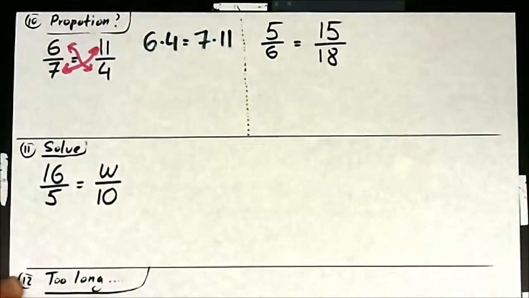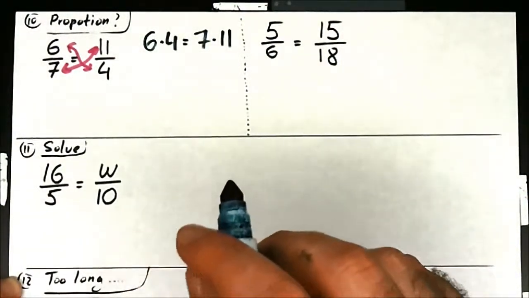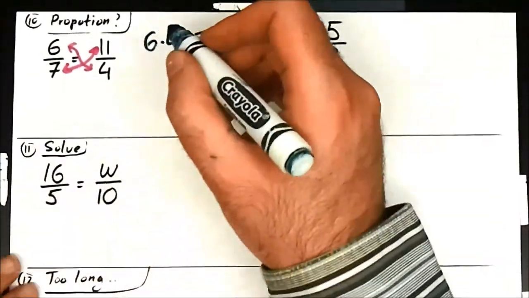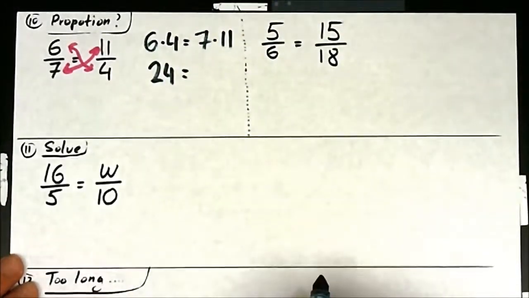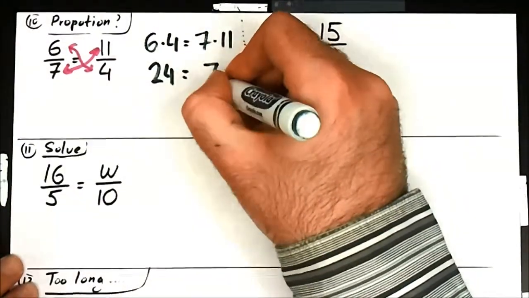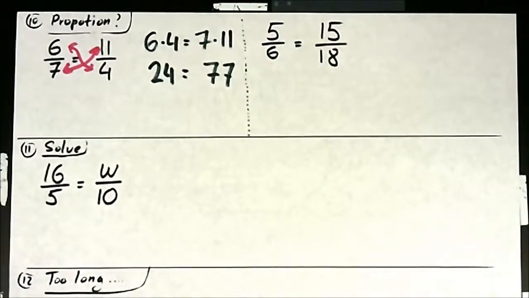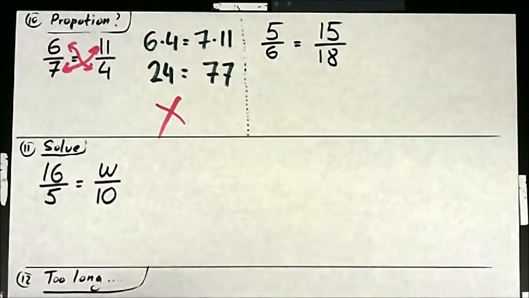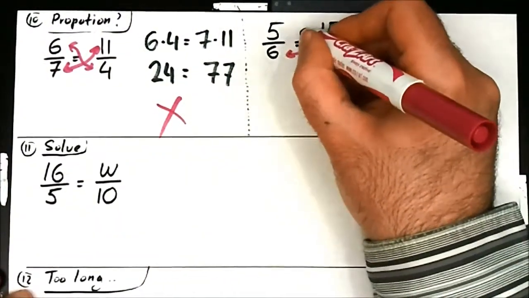What's 6 times 4? It's 24, of course. And what's 7 times 11? 77. Is this in proportion? No, it's not even close. Nope, so a big X there. What about the one on the right? Let's try that one out. Same rules. Top to bottom cross multiplication.